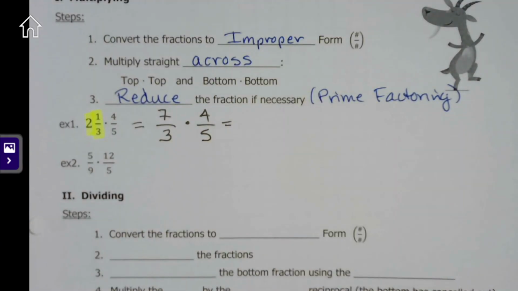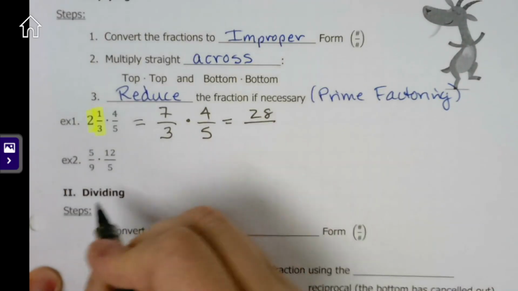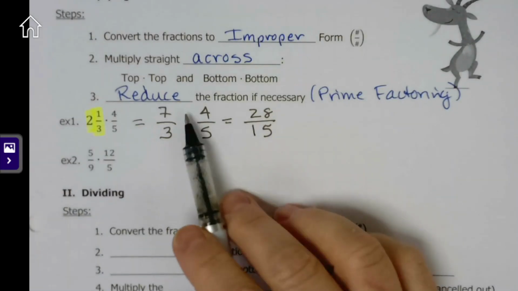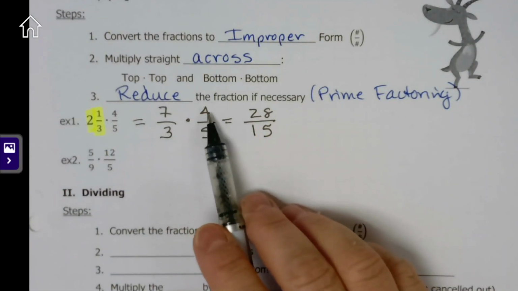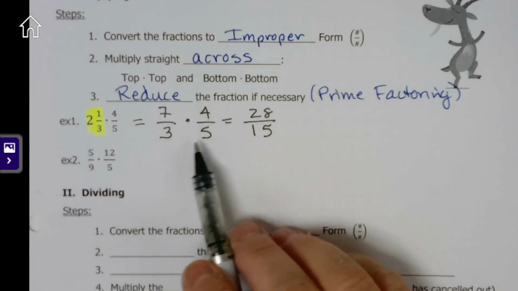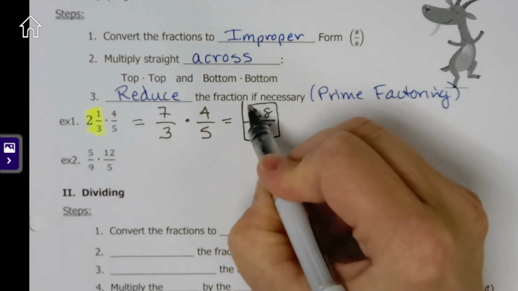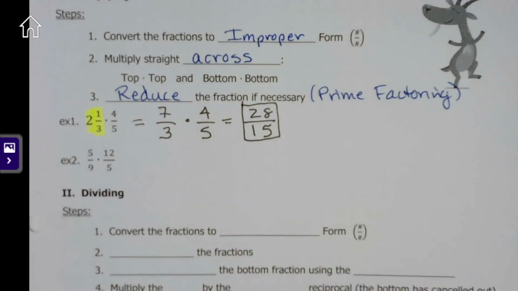So now that they are both improper, you're going to multiply top times top. 7 times 4 is 28. 3 times 5 is 15. Last thing, see if it reduces. I can tell from these factors, though, there are no common factors top and bottom, because this one is a 7, 4 is 2 times 2. On the bottom, I don't have a 7 and I don't have a 2, so it's already reduced. So sometimes the step before you multiply will tell you whether it needs to be reduced or not.